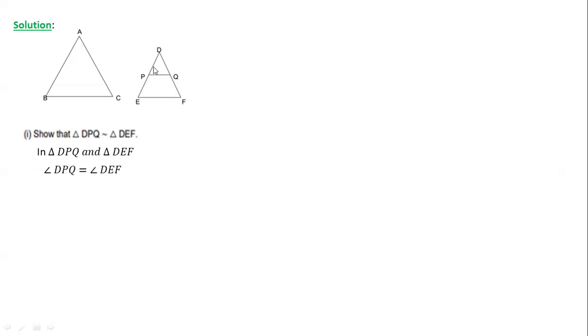Angle DPQ is this. Angle DEF is this. That is this angle. These two angles are equal. Why are they equal? Because PQ is parallel to EF. These two angles will be corresponding angles. Clear? Next, let us take one more pair.